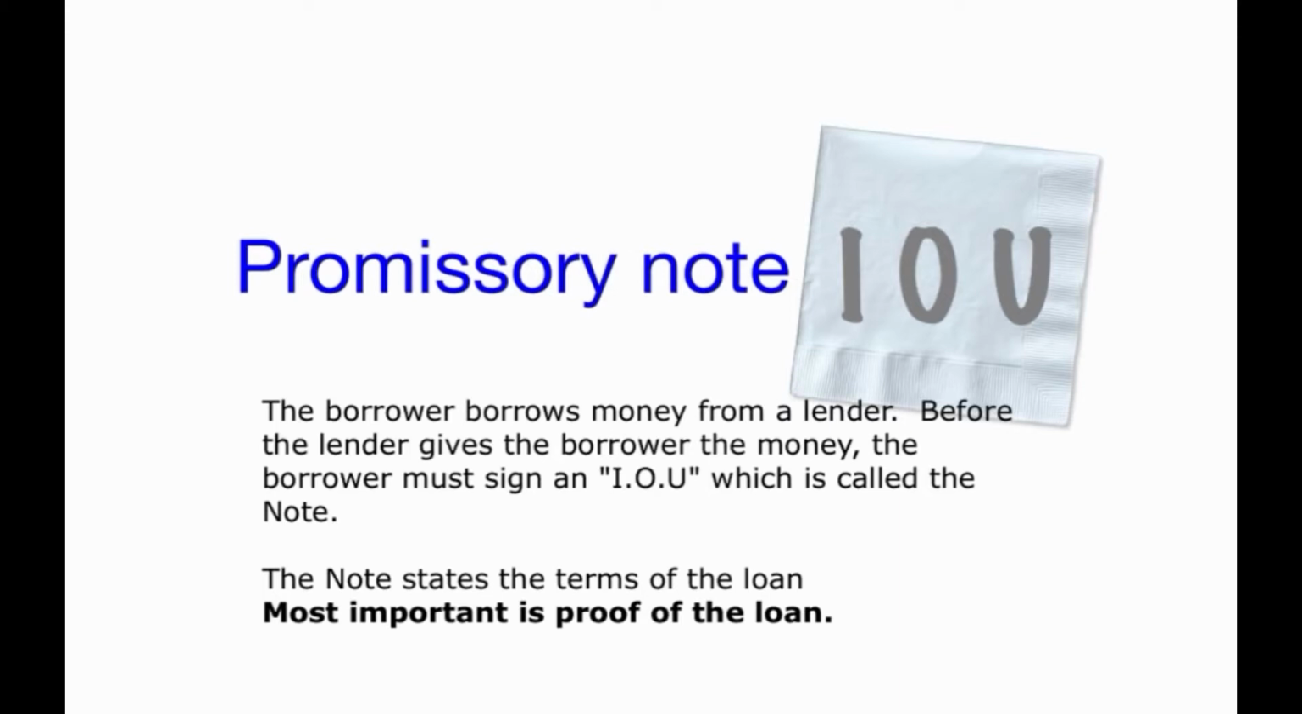The borrower borrows money from a lender. Before the lender gives the borrower money, the borrower must sign an IOU, which is called the note. The note states the terms of the loan. This is the most important proof of the loan. It's those terms of the loan that is why people get confused, because there's a lot of numbers and information there that's very important when you get a loan. However, to pass your exam, don't let that cloud the pure definition of what it is. It's an IOU, just like you said. And that's why I made my little art with the napkin.